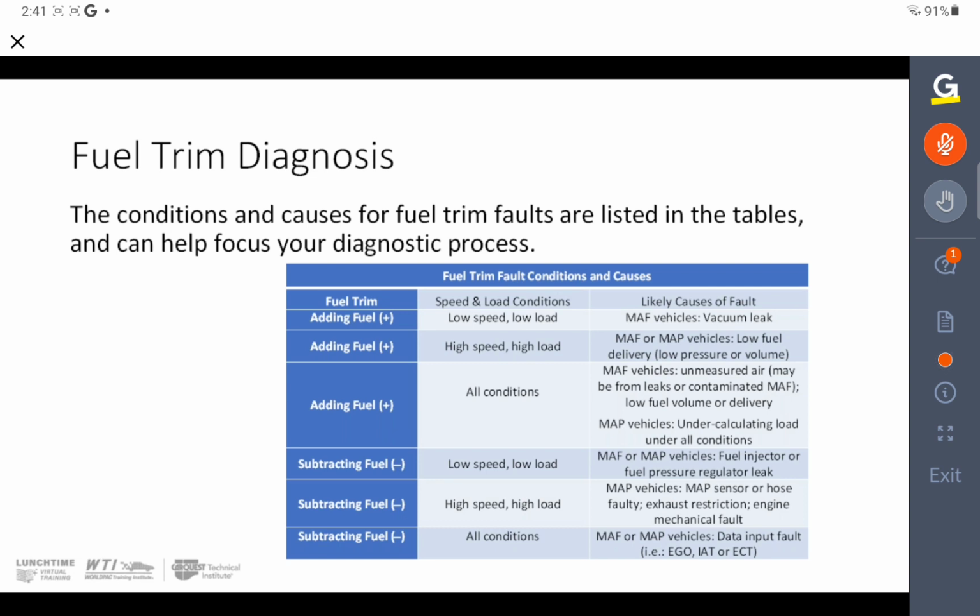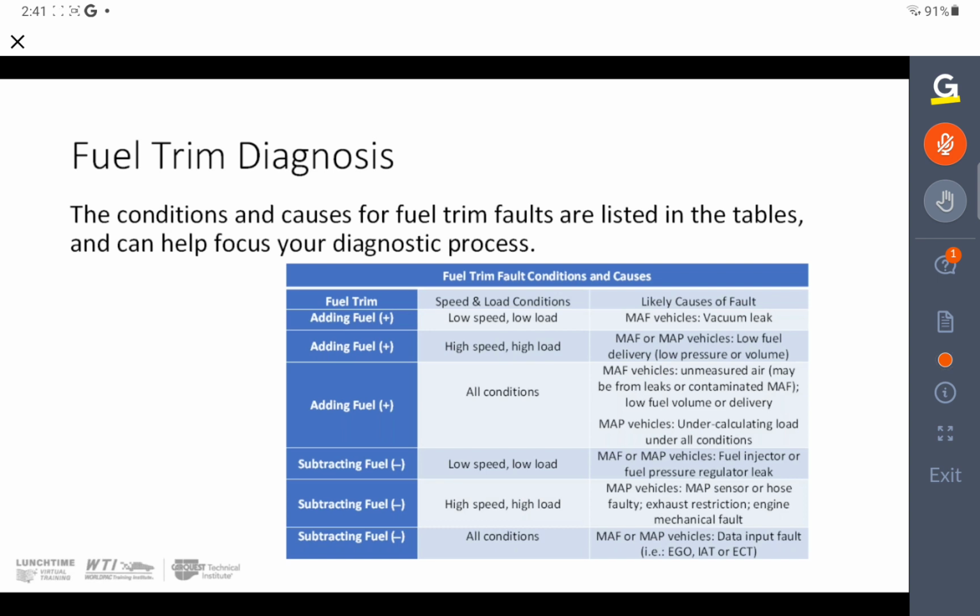Subtracting fuel at low speeds and low loads. A mass airflow or MAP sensor vehicle, fuel injector or fuel pressure regulator leak, it's taking fuel away, so obviously it's trying to compensate for a rich condition. So if we have too much fuel getting in or an injector leaking, we're going to see it's subtracting fuel. Subtracting fuel under a high speed and high load on MAP vehicles, again, MAP sensor hose issue, or possibly a restricted exhaust or mechanical fault.